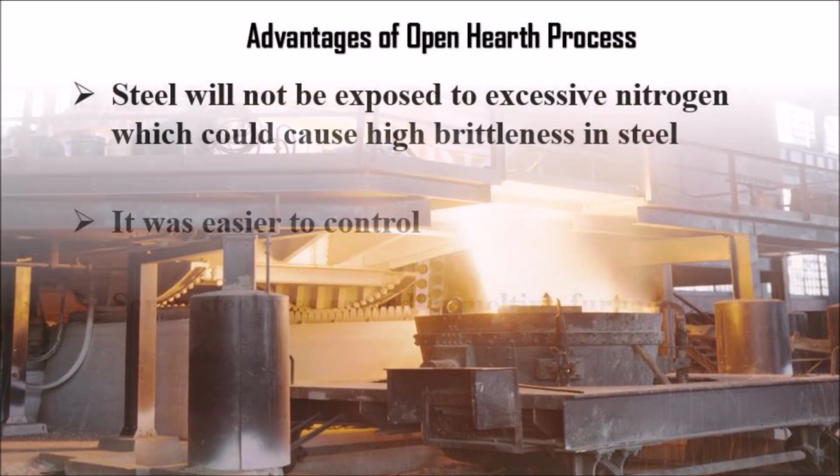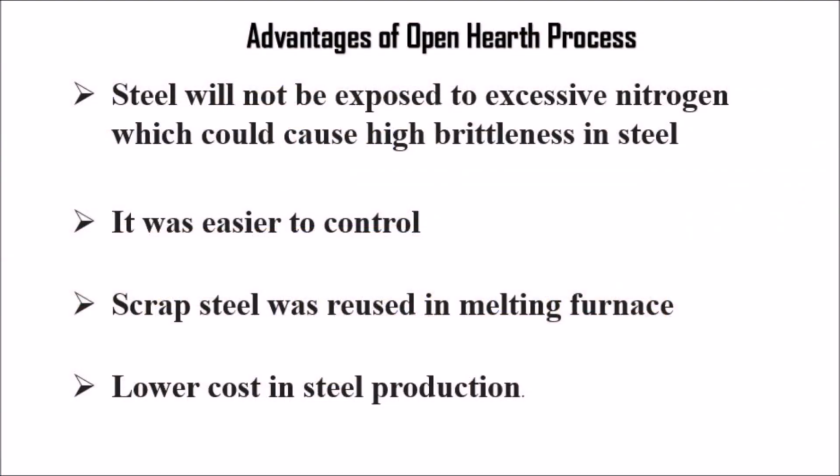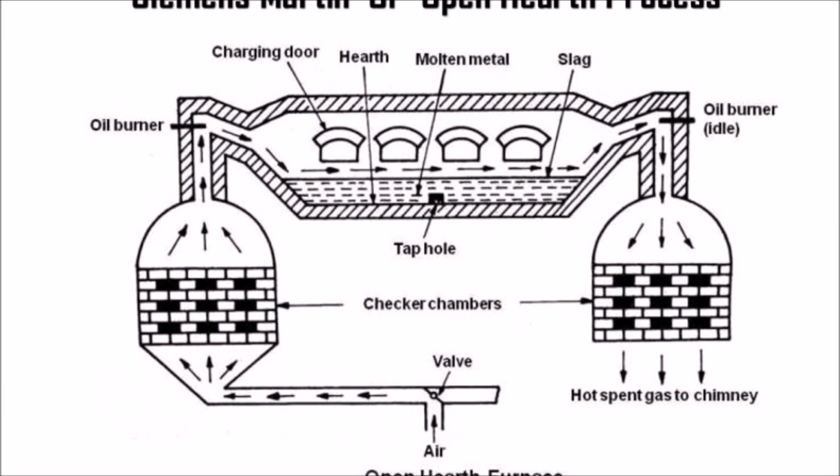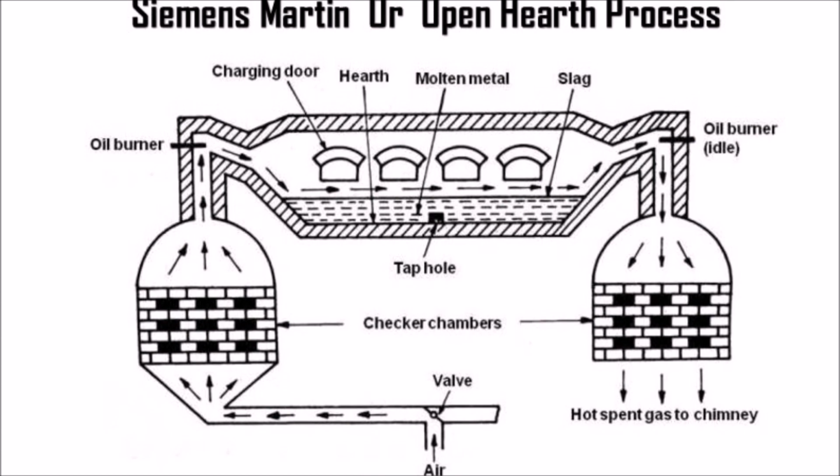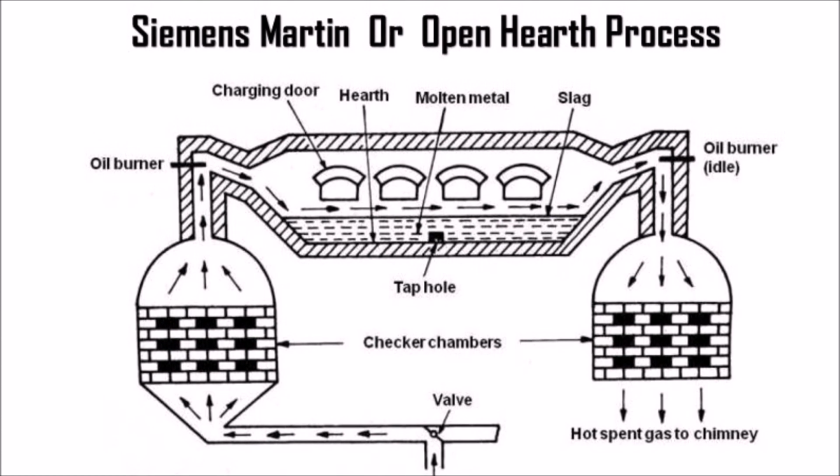Some of the main advantages of the open hearth process are: number 1. In this process, steel will not be exposed to excessive nitrogen, which could cause high brittleness in steel. Number 2. It was easier to control. Number 3. Scrap steel was reused in the melting furnace, which led to lowering of cost in steel production. The open hearth process became the leading steel making process by the early 20th century.